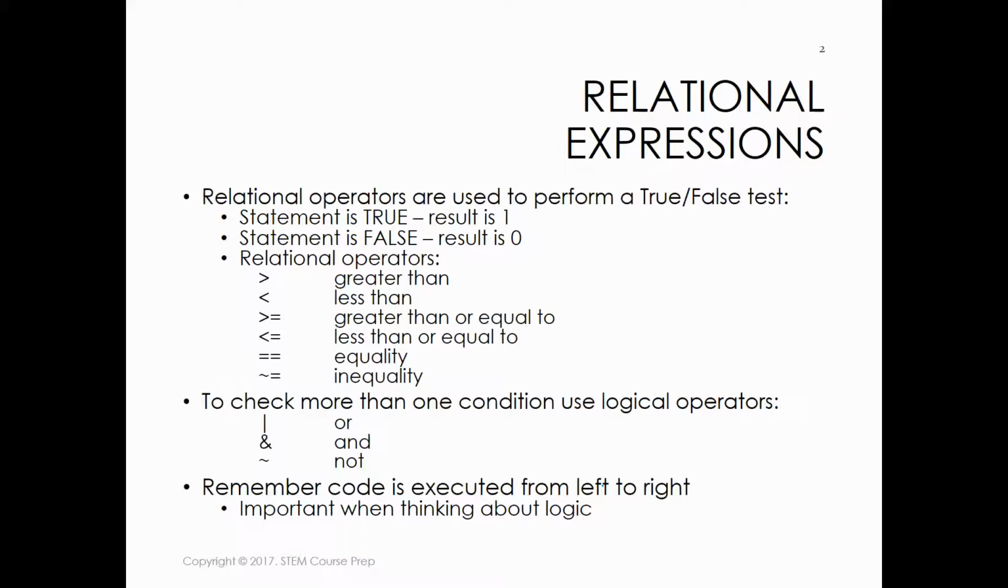So let's first review our relational expressions. We talked about these before briefly, and let's just go over them just so we're all on the same page again. So these operators are going to be used to basically do a true-false check on a statement. And if the statement is true, you get a 1 as a result. If the statement is false, you get a 0. Okay, so these are logical operators, essentially, because they return a logical, a 1 or a 0.